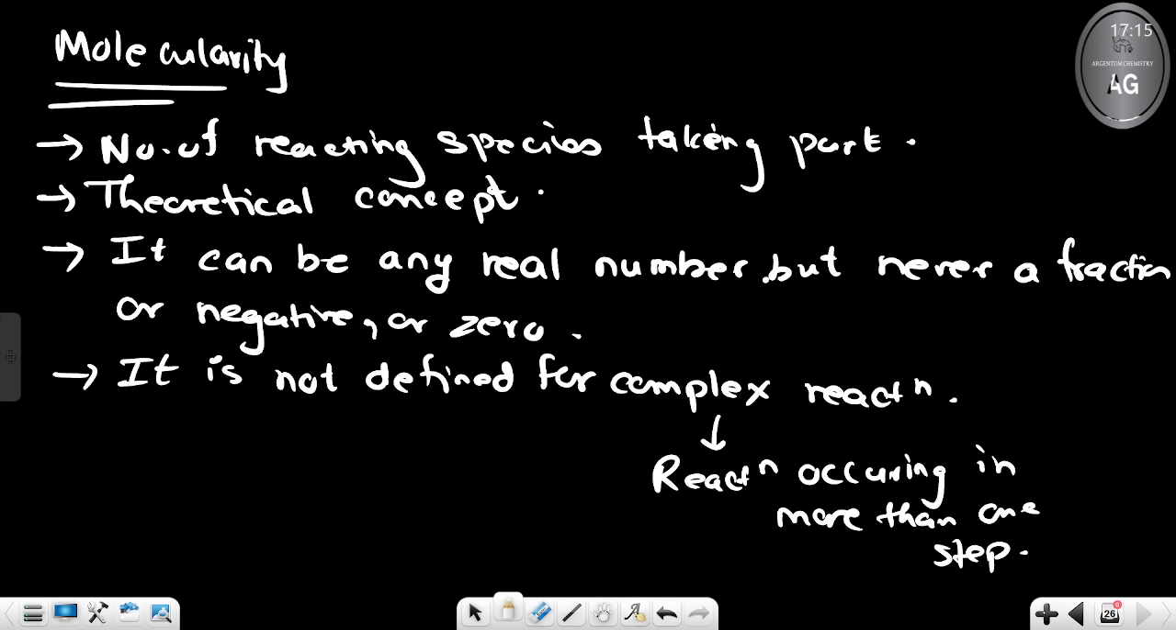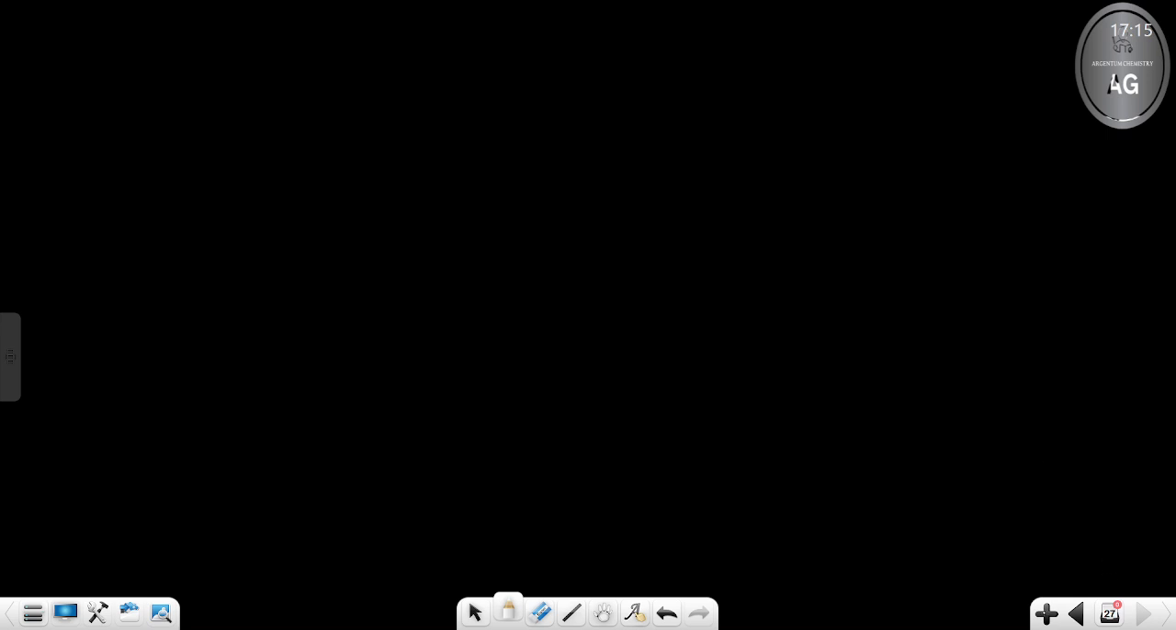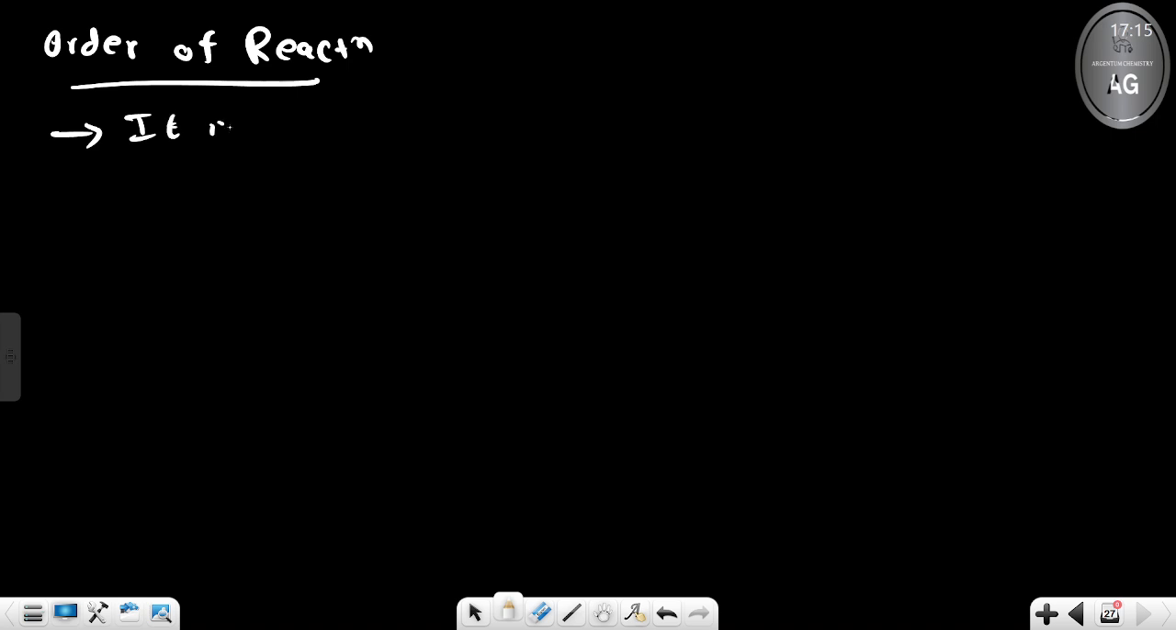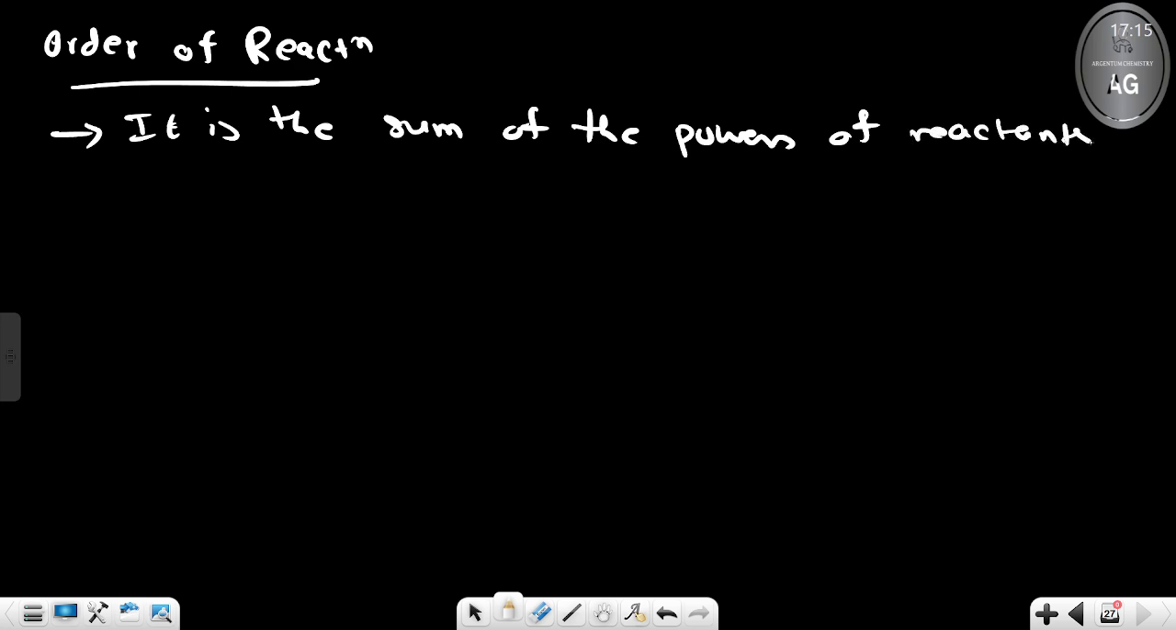So why am I writing this? Because a question will be asked on the difference between molecularity and order. So I am writing the order of a reaction also here so that you can differentiate it easily. Order of a reaction, what is it? It is the sum of the powers of reactants in the rate law. In the rate law, the reactant's power will be the order of that reactant, right?